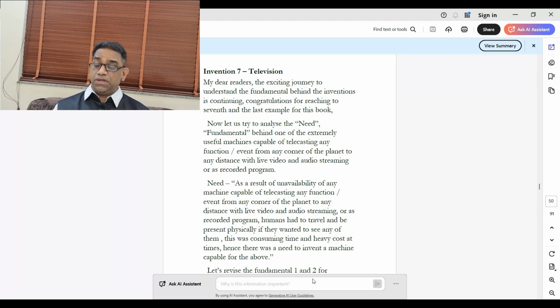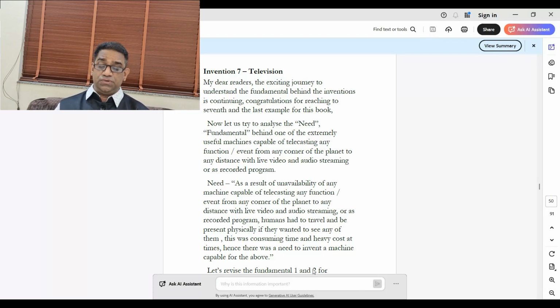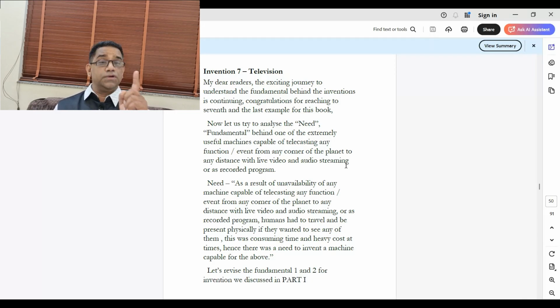Need: as a result of the unavailability of any machine capable of telecasting any function or event from any corner of the planet to any distance with live video and audio streaming or as a recorded program, humans had to travel and be present physically if they wanted to see any of them. This was consuming time and heavy cost. Hence, there was a need to invent a machine capable of the above.